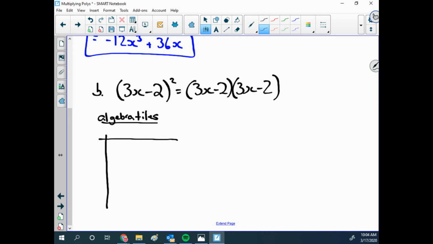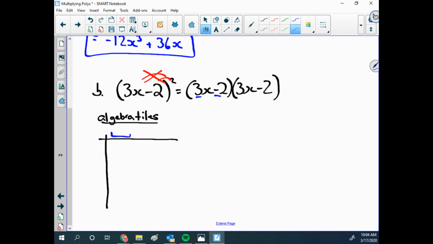Do not distribute this in. That is the wrong thing to do. You can only do that exponent law if it is a monomial. And right now we have a binomial, so that exponent law doesn't hold true in this example. So if I'm going to solve this example using algebra tiles, I have to split these up.